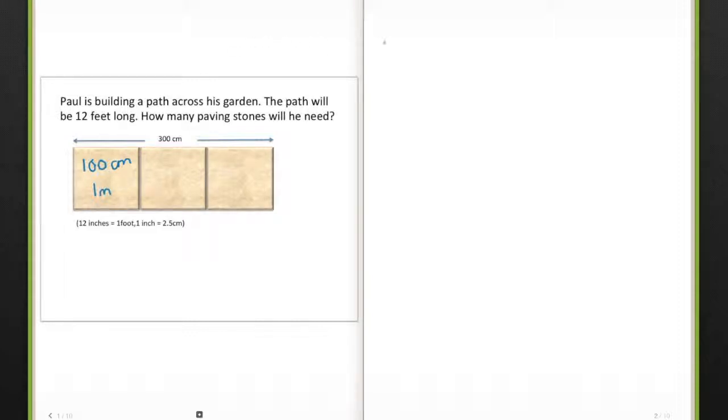So 1 foot equals 12 inches. So to go from a foot to inches, I've got to go from 1 to 12, which is getting bigger. So I'm going to times by 12. So 12 feet is 12 times 12 inches, which is 144.